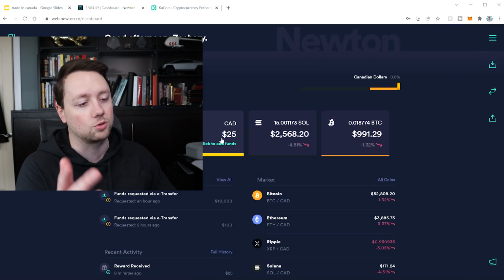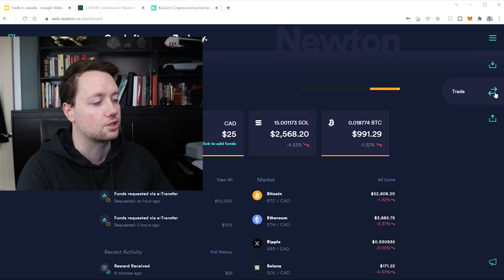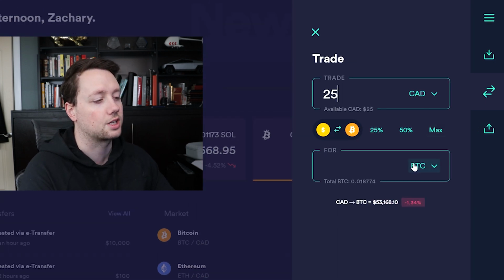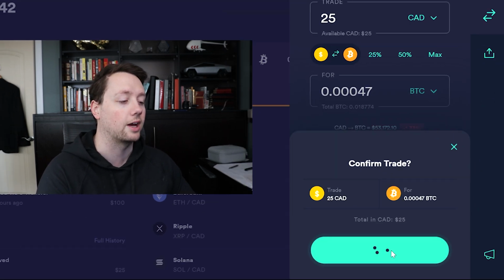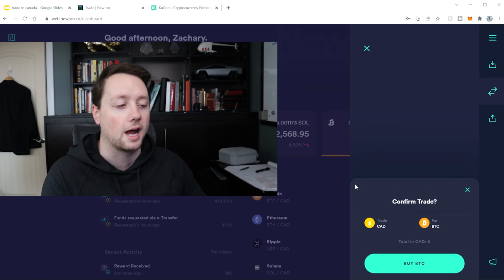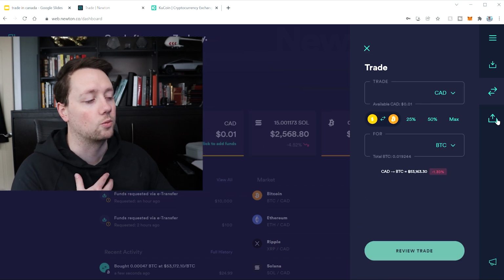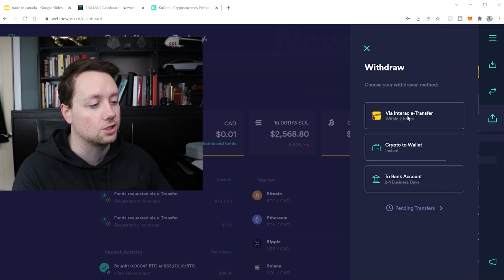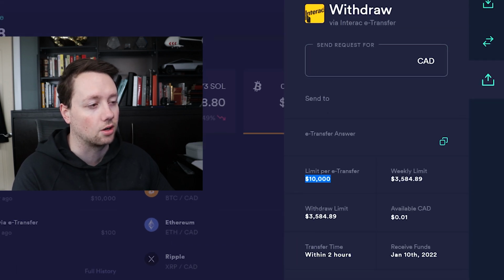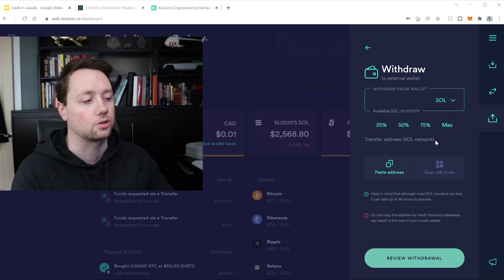Now for me, I have $25 in Canadian currency. Let's just convert that into Bitcoin. So I'm just gonna click on the max button here, and it's gonna convert that automatically into Bitcoin. And that is literally how easy it is to buy and sell cryptocurrency on here. And then when you wanna withdraw your money, you click on the withdraw button, and you can withdraw it via e-transfer, again for up to $10,000. Or you can just send it to another crypto wallet.